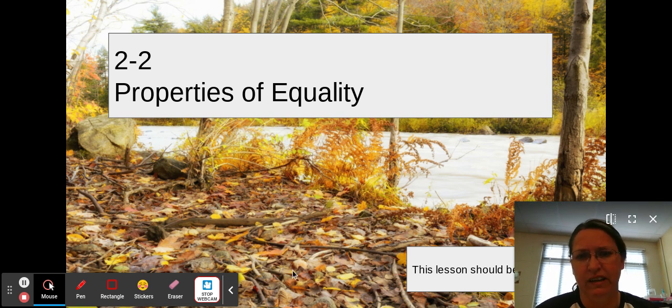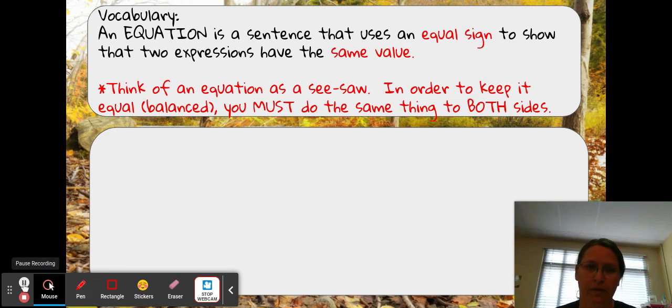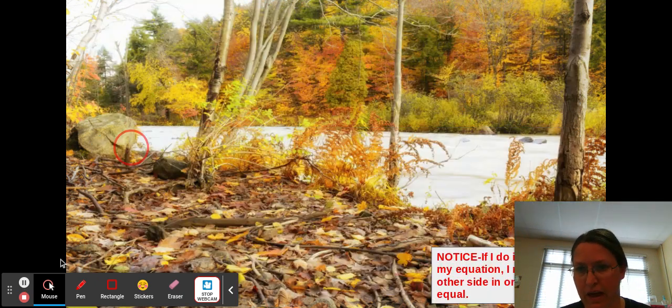Just to give you a little bit of information, we're talking about properties of equality. And so when we're talking about properties of equality, we basically mean that an equation is a sentence that uses an equal sign to show that two expressions have the same value.